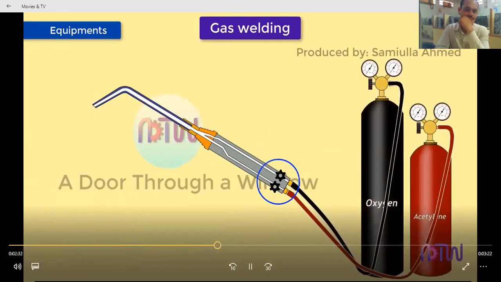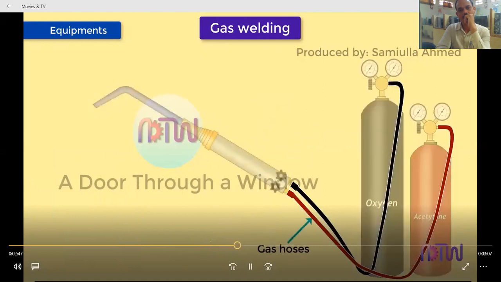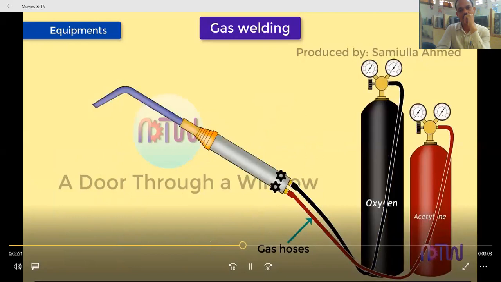Control valves. There are two control valves available in this torch. One is for the oxygen, and the second one is for fuel gas. These control valves are used to control the flow of oxygen or fuel gas to the mixing chamber. Gas hoses. The gas hoses are used to transfer oxygen and fuel gas from the cylinder to the welding torch. These hoses are color-coded for easy identification. This color coding varies from country to country.